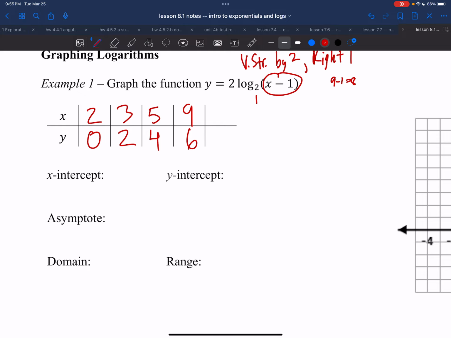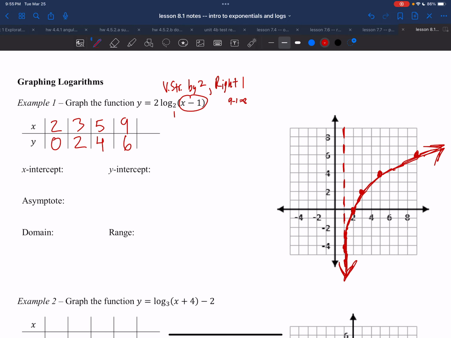So if you understand that, this is a good strategy because you just figure out what you want to use for x. Looking at this graph, we will notice a few things. The x-intercept is at 2, 0. The y-intercept is nowhere to be found. It does not intersect the y-axis. The asymptote's at x equals 1. The domain goes from the asymptote 1 to infinity, and the range is all real numbers. And for logarithms, the range will always be all real numbers. Okay, that is strategy 1.